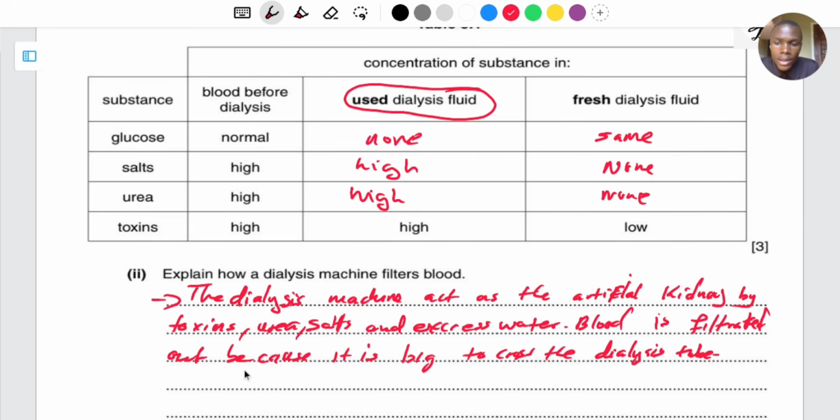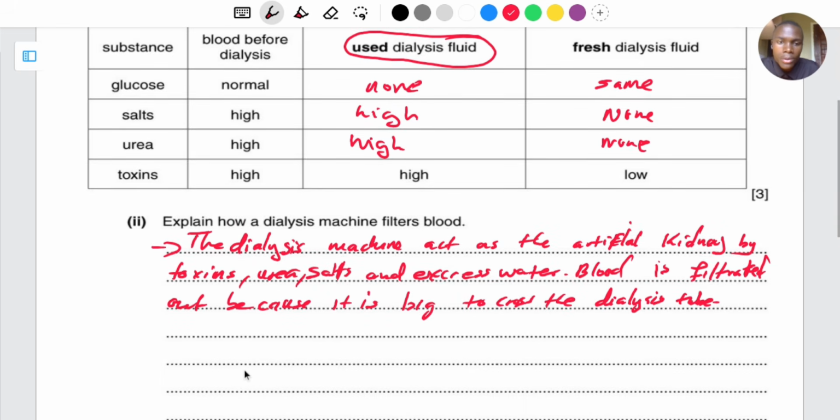Then from there now, we can say glucose is not filtered out also. This is because it is an important substance needed for respiration. So you find that the concentration is going to be the same, which is the concentration inside the dialysis tube as well as the concentration outside the dialysis tube. They are going to be the same. So you can say glucose is not filtered out also. But of course, you can include that one. But this question was just focusing on how the blood is filtered. So glucose is not filtered.